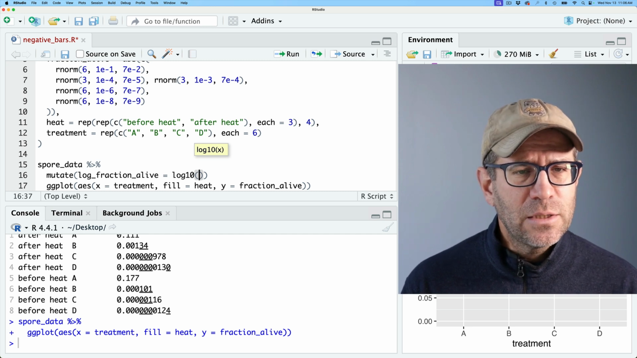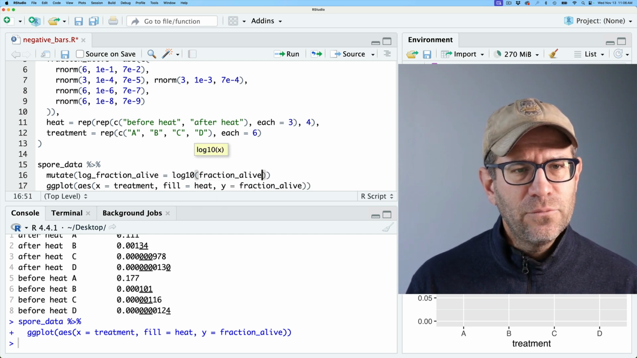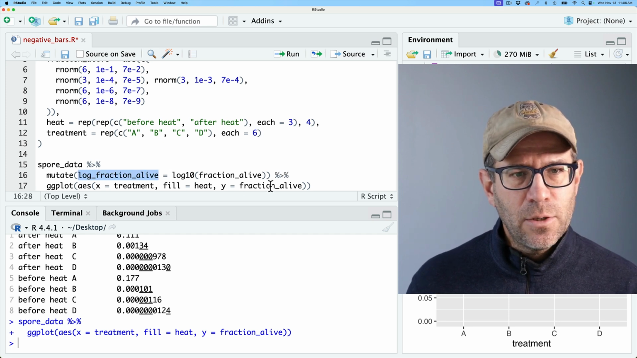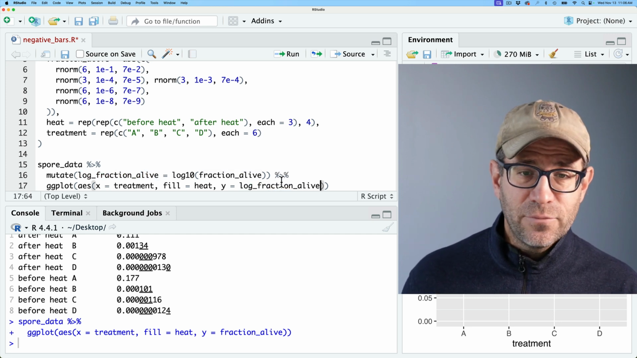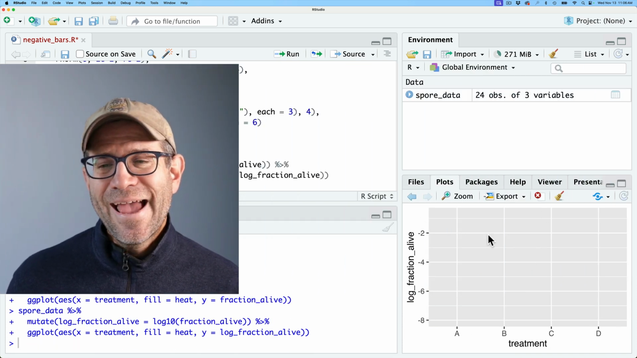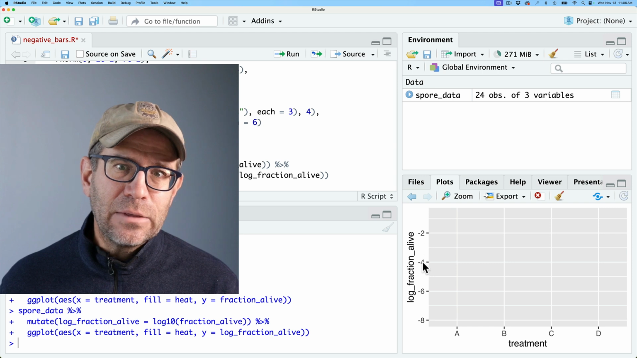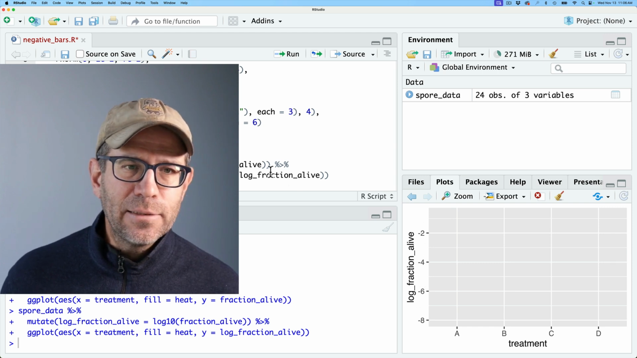So again, we'll do log10 fraction alive, and then we'll pipe this into ggplot. And of course, I'm going to use log fraction alive instead of fraction alive. And now I see in this plot that I have those negative log values like we had in the original figure.